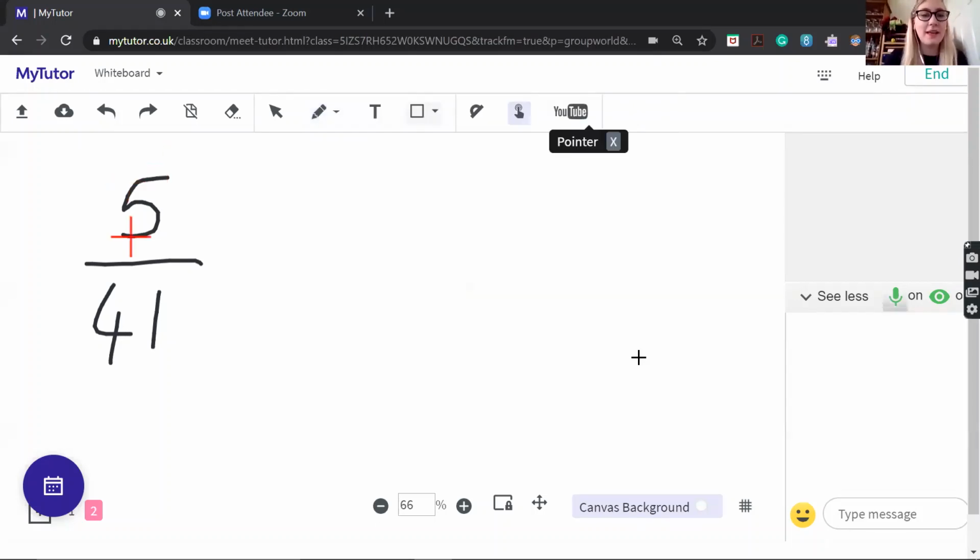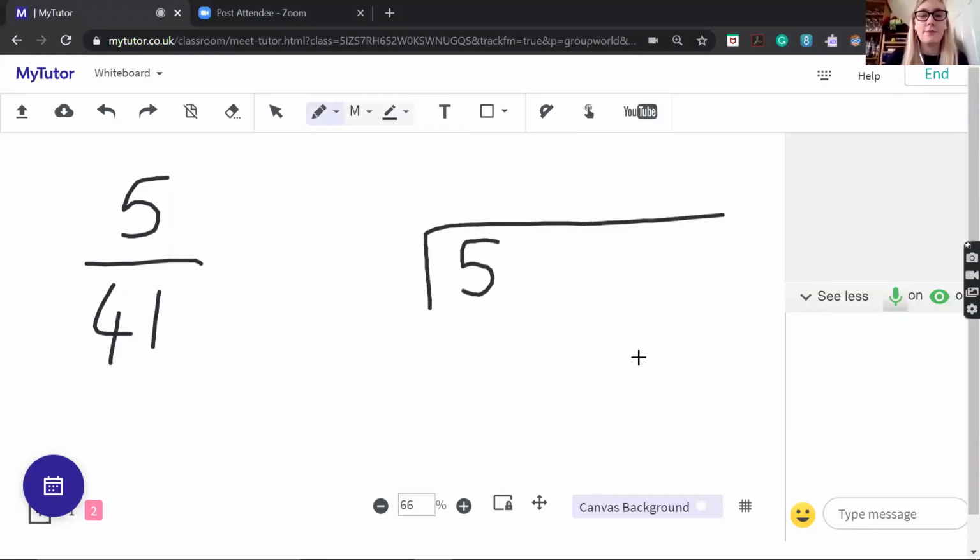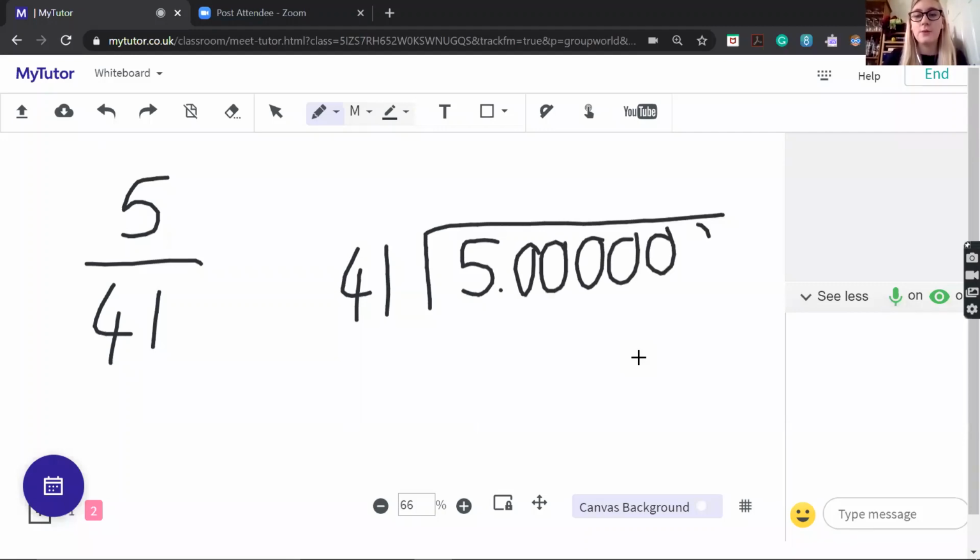So this fraction means 5 divided by 41. So that's what we're going to do in our usual bus stop method. 5 divided by 41. And because we can see that 41 isn't going to go into 5 any times, we're going to put on all of these zeros. We don't know if we're going to use them all, but we might use a couple of them to work out the decimals. I'll try using some colours as well. Maybe that will make it a bit better.